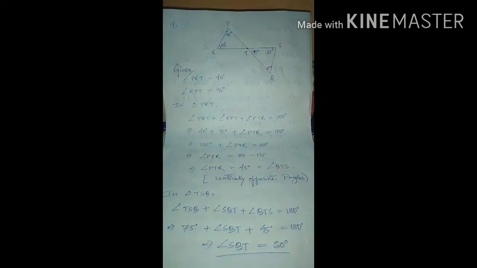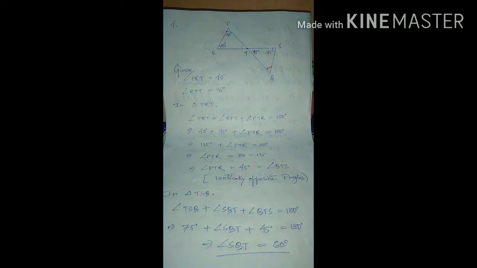Okay, now you see question number 4. The next question is here, the diagram is given to you. In the diagram, the angles given are PRT 40 degrees, RPT 95 degrees. So here your task is to find this angle SQT. According to your question, you have to find this SQT angle.